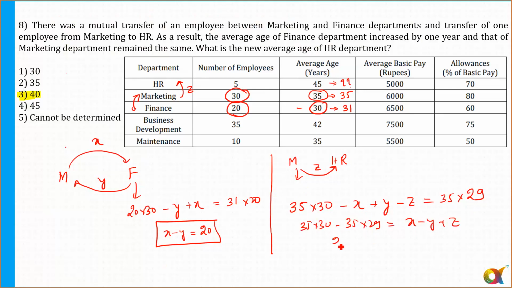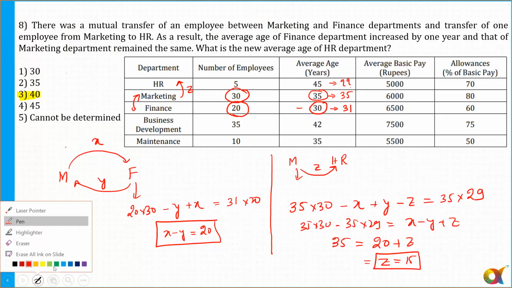So I can say 35 into 1 is equal to X minus Y, which is 20, plus Z. So we know that the value of Z is equal to 15 here. Okay guys, so Z is 15. Now I need to find out for HR. What is the new average for HR?